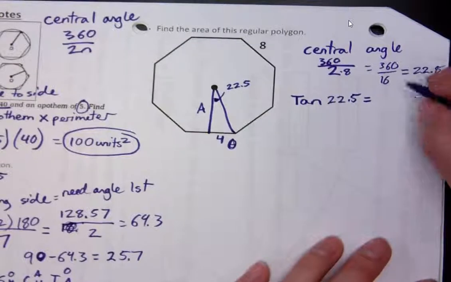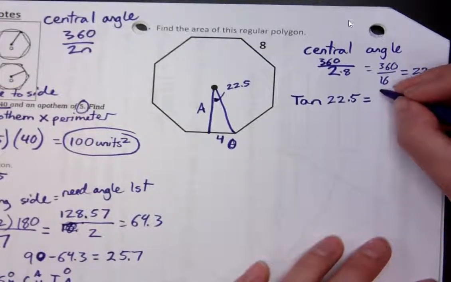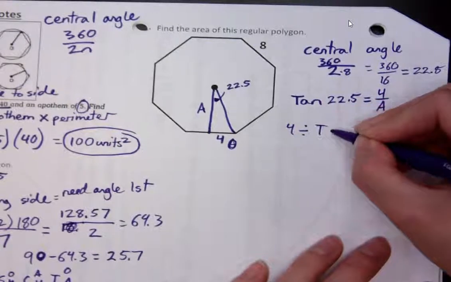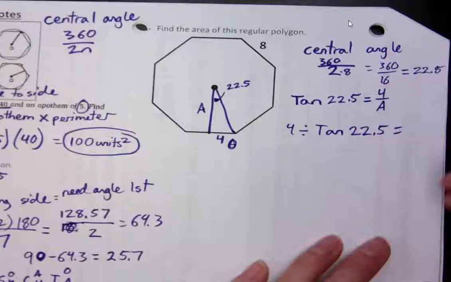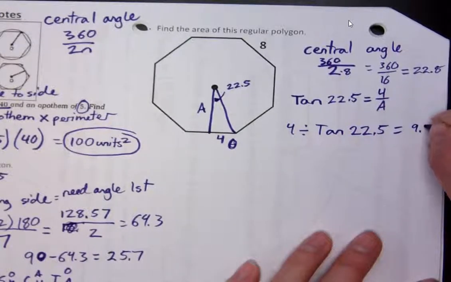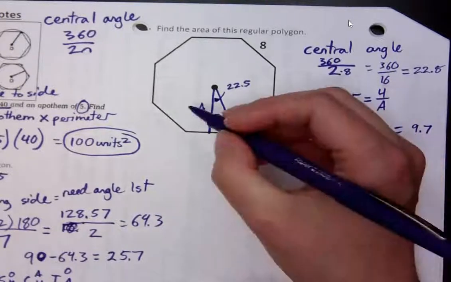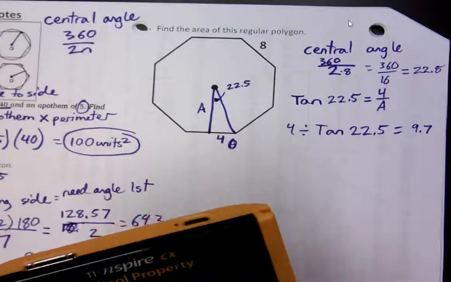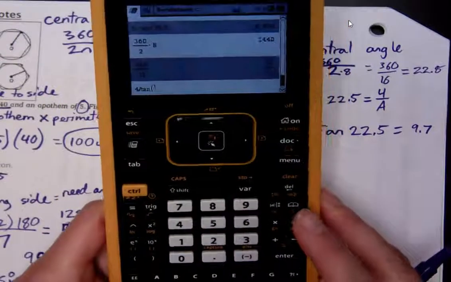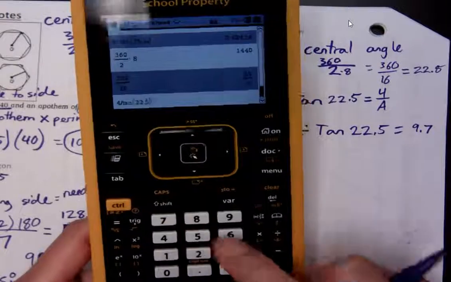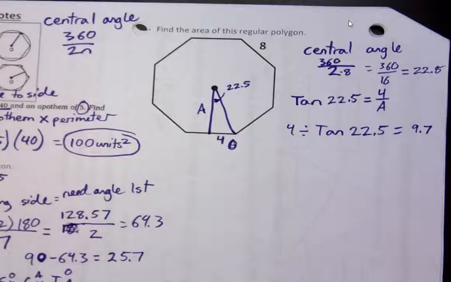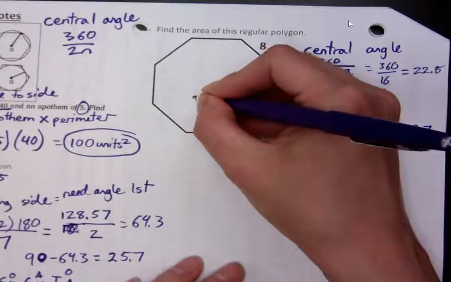What goes on top, the 4 or the A? 4. So 4 over A. Is this a multiply or divide problem? Divide. So we do 4 divided by tangent 22.5, which equals what? 9.7. When you enter into your calculator 4 divided by tangent 22.5, it gives you 9.65, which rounds up to 9.7. So we're going to stick with 1 decimal here. Alright, so now my apothem is 9.7.